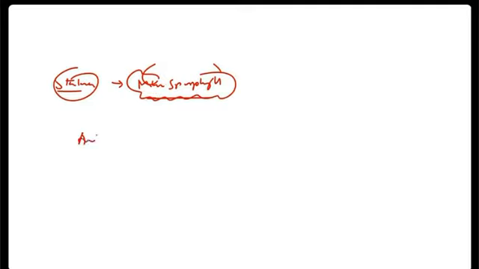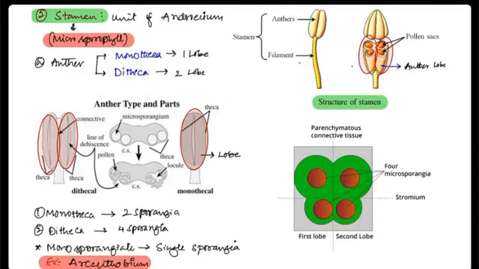So when we talk of anther, it can be of mainly two different types. I hope you have already seen the structure of anther. A stamen is made up of a filament and an anther, and anthers have mainly two types, monothecous and dithecous. Monothecous means it has only one lobe. The red marked one is called a lobe. If it has one lobe, it is called monothecous. If it has two lobes, it is called dithecous. So this is how it looks in the diagram.